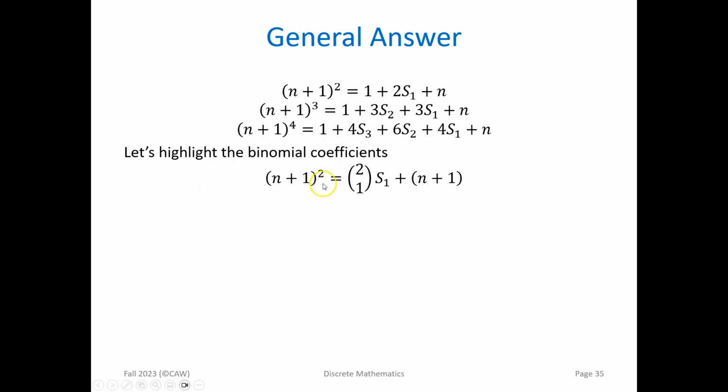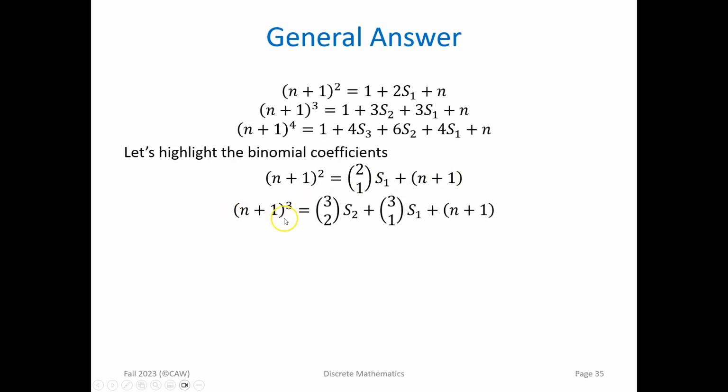The first one, (n+1)², we have the combination of two elements taken one at a time, multiplied by S₁ plus n plus 1. And this one, I think I lost a plus 1. Yeah, so I lost a plus 1. Sorry about that. I'll have to put that in. And it looks like, oh no, I didn't. What I did was I took the plus 1 and the n and I put them into a common term, n plus 1. So we're okay. So we have the binomial coefficient times S₁ plus the term n plus 1.